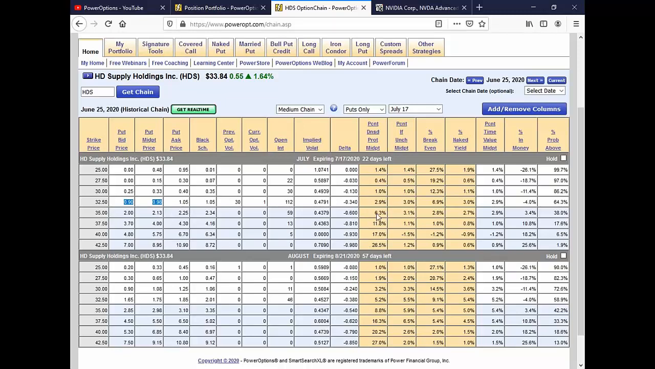Doesn't have a great probability. This wouldn't be a position I would have entered. It's only at 64.3. I would have opened the 30 with an 86% probability. But we're going to use this as an example. 32.50, midpoint of 94 cents, pretty easy. And then, of course, here we're going to be looking at buying the 30 to complete the bull put spread with a midpoint of about 29 cents. That's on June 25th. Okay, now I'm going to enter this into the portfolio real quick.